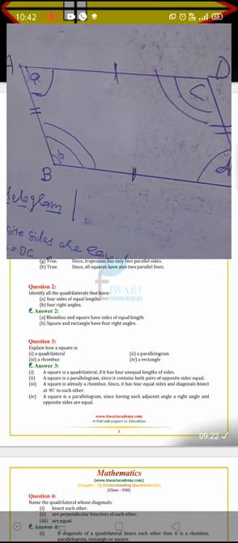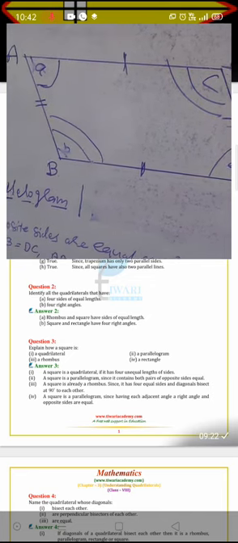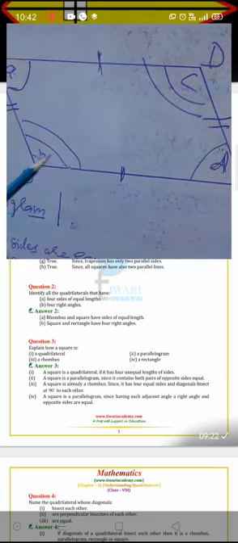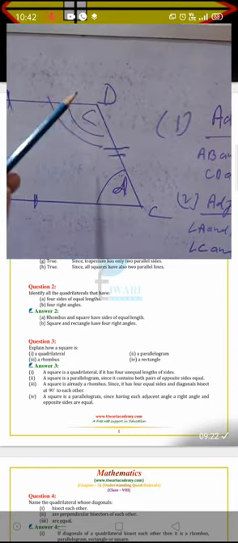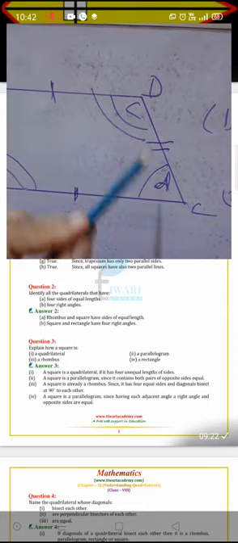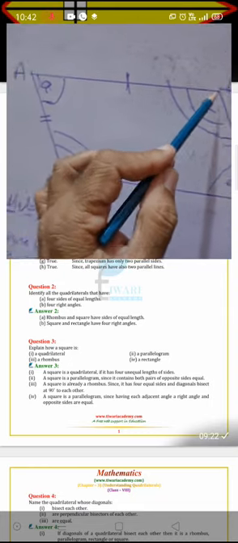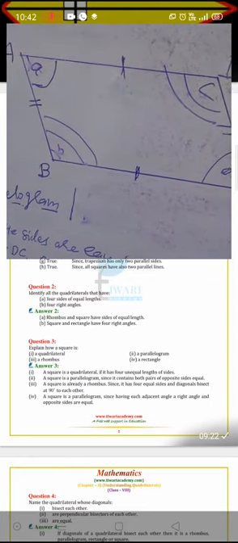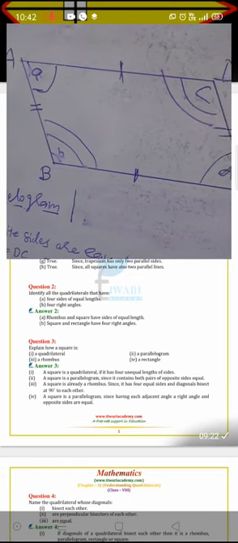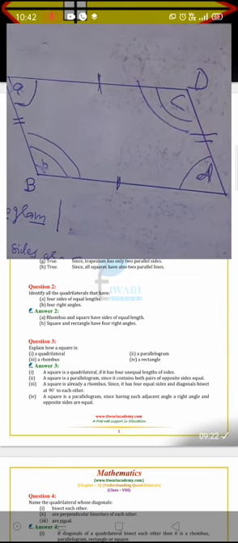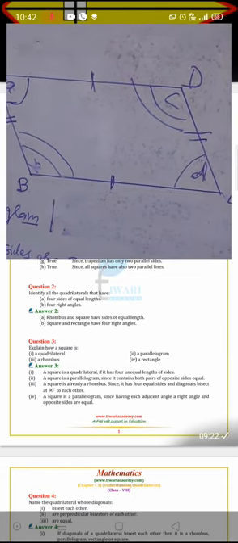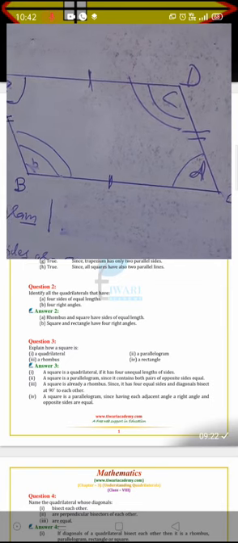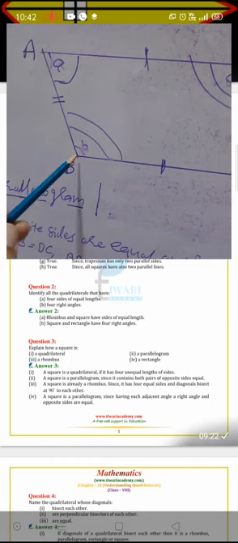Okay. Now please students, you see AB and CB meeting at point B, BC and CD meeting at point C, CD and DA meeting at point D, DA and BA meeting at point A. So two sides which have a common vertex are called adjacent sides. That means AB and BC have common vertex B, so AB and BC are adjacent sides.